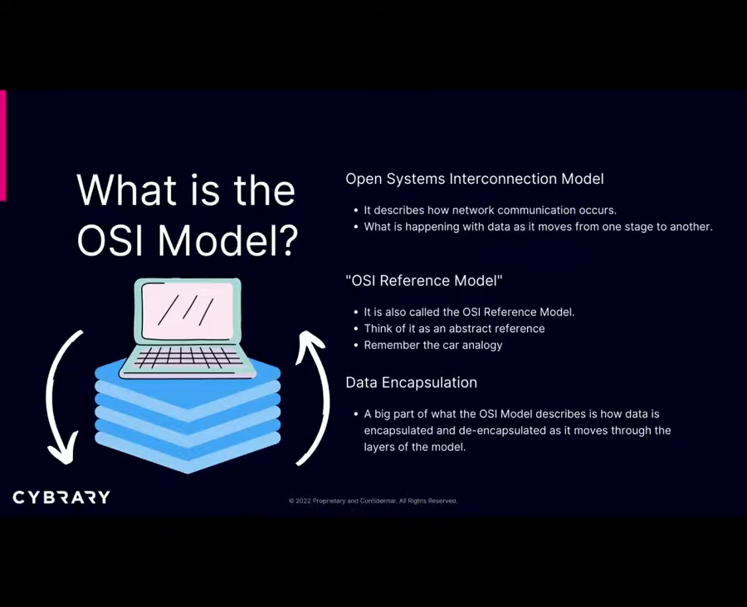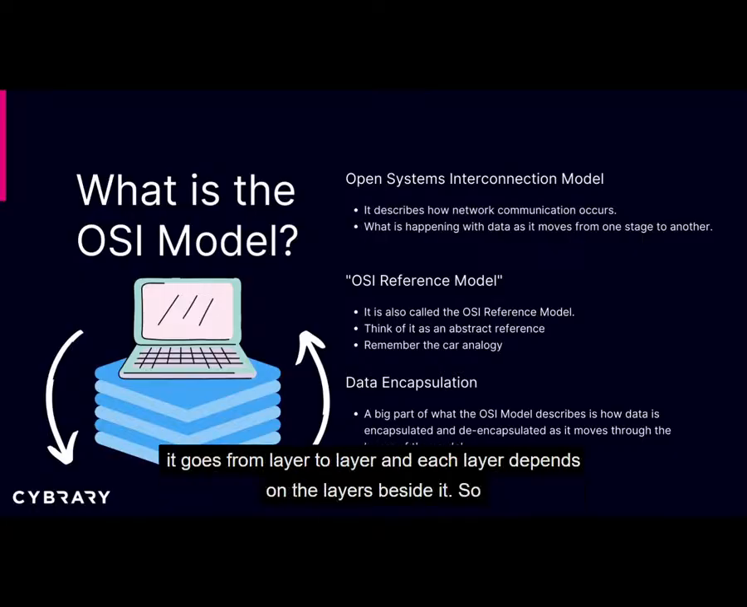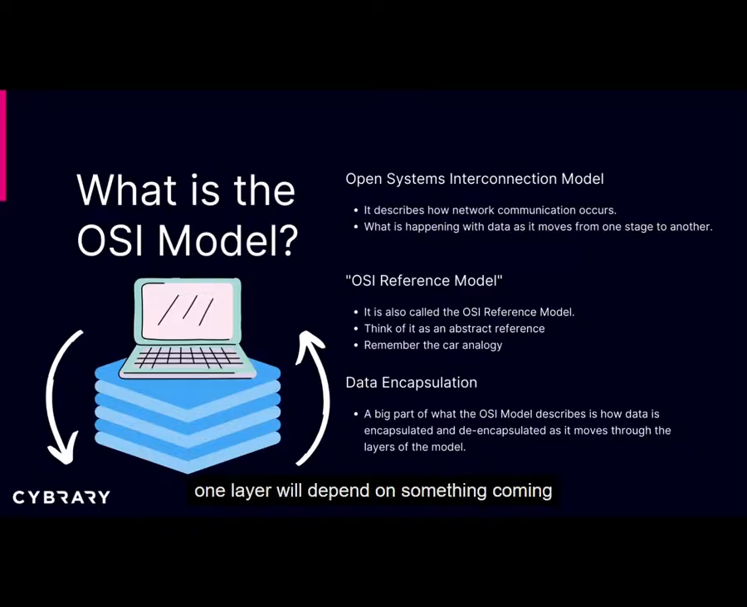Another concept here is data encapsulation and de-encapsulation. As data travels through this abstract idea of the OSI reference model, different headers and footers and information about routing and things like that are being added to the data and stripped off as it goes from layer to layer. And each layer depends on the layers beside it. So one layer will depend on something coming from the other layer and provide something for the next layer. I just want you to think about that as you're trying to understand how the OSI model works and how computer networking works.